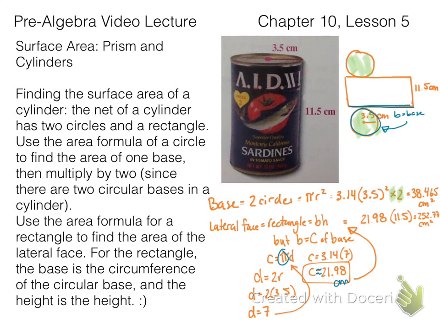All right, so now that we know the area of my 2 circle bases and the area of my rectangle, it's time to add them. And that would be the surface area of the entire can.